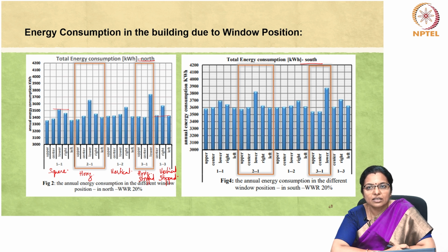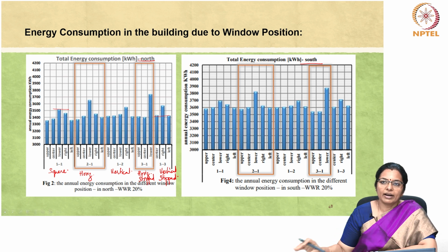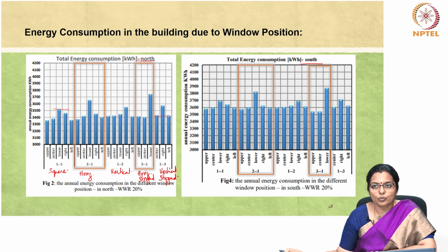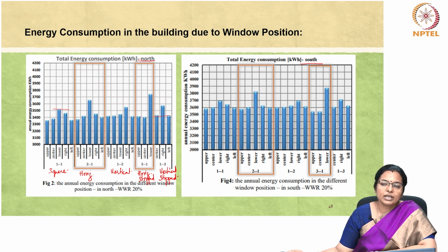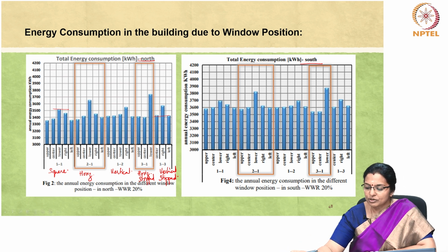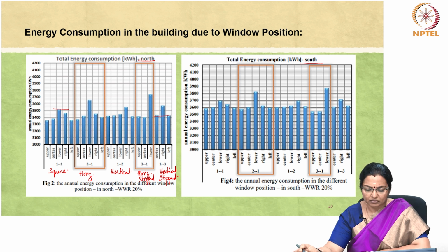Conversely, the highest energy consumption is observed when a rectangular 3:1 window is used, totaling 3750 kilowatt hours annually, marking an increase of approximately 400 kilowatt hours from the lowest value in this orientation. When it comes to the southern facade, there is some difference. The energy consumption notably exceeds that of the northern wall and the eastern facade.